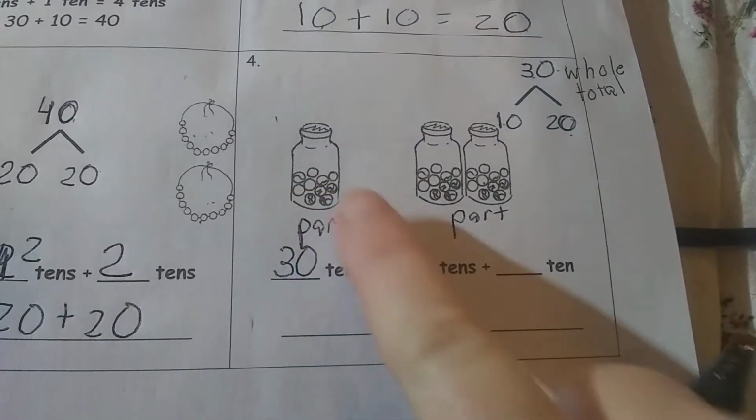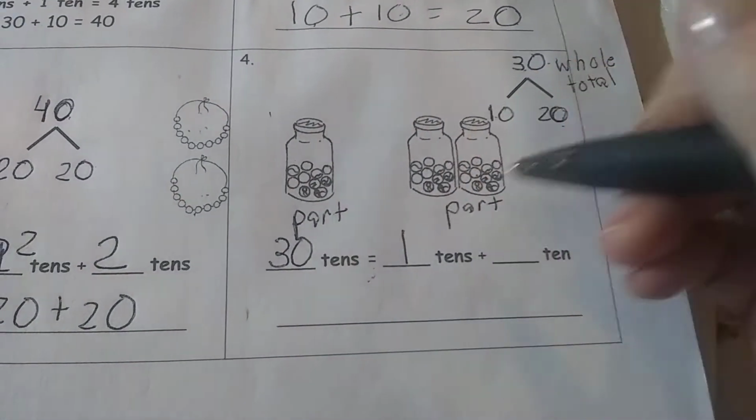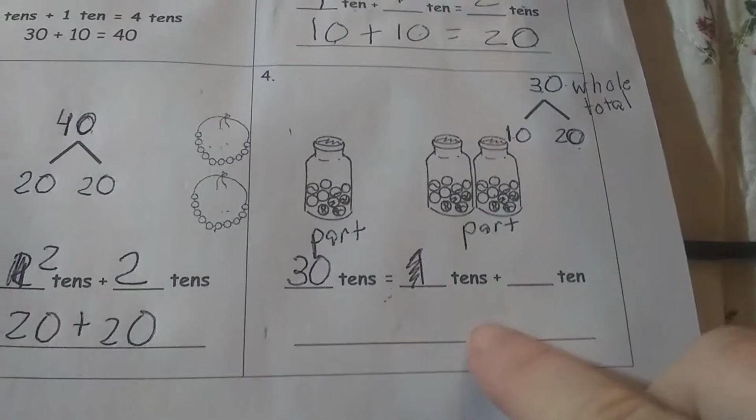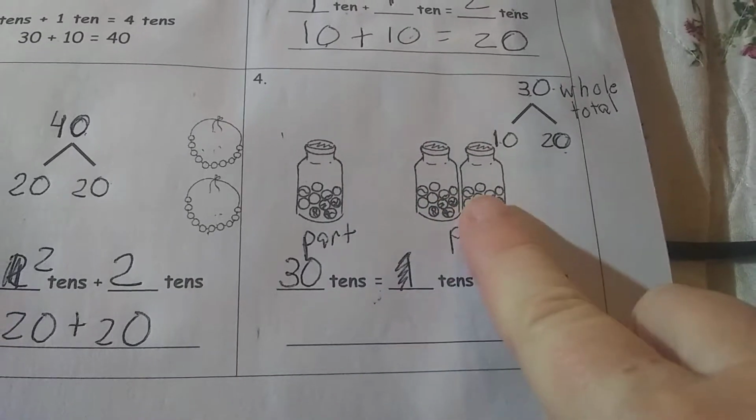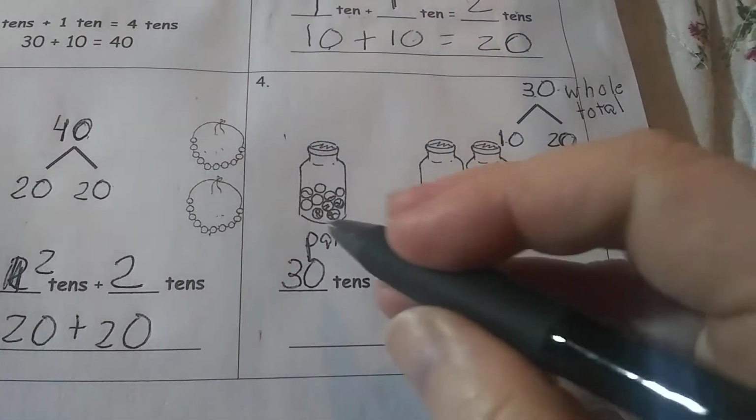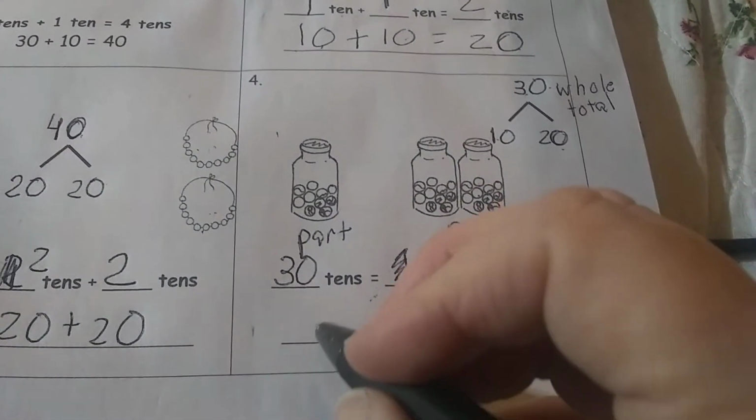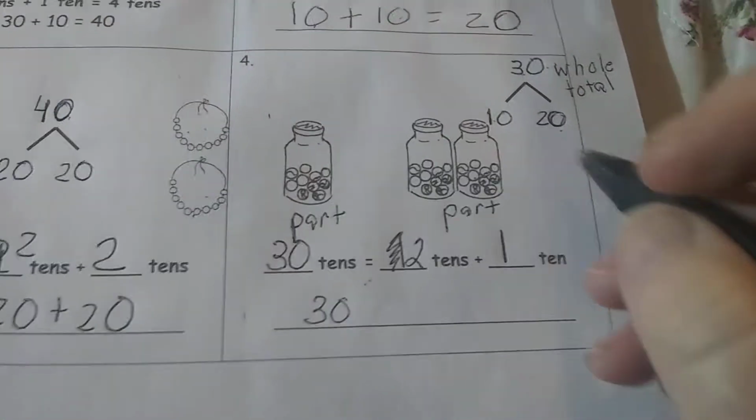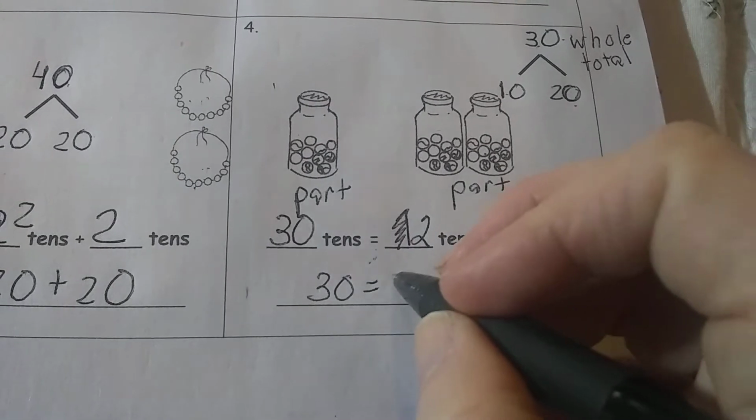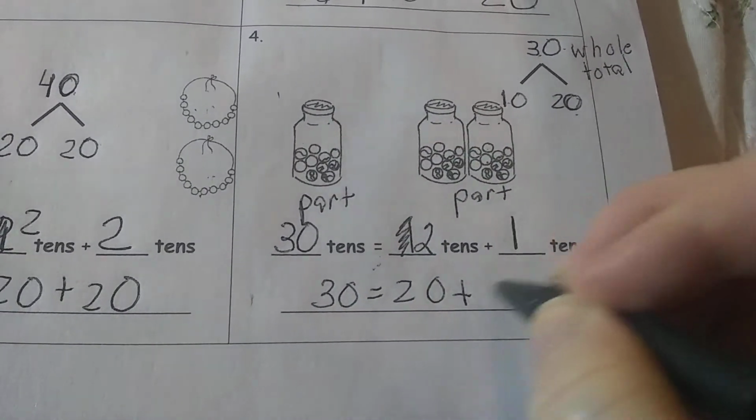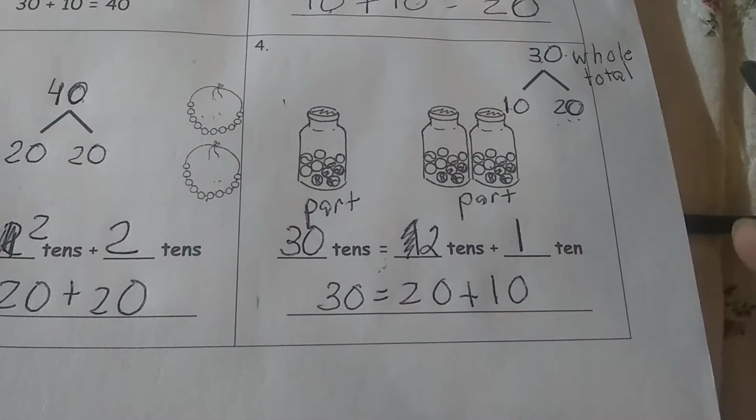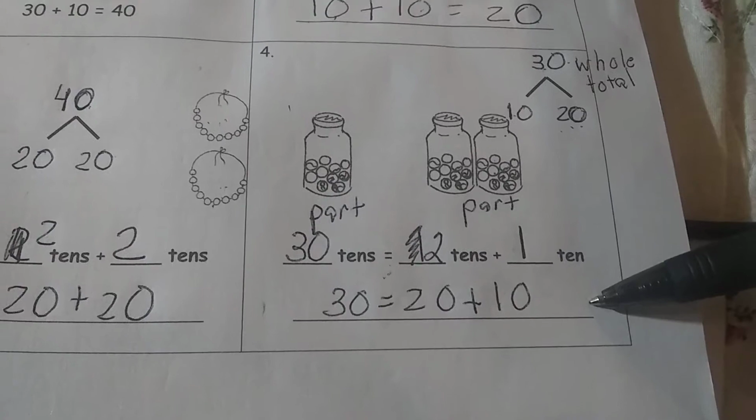30 equals 1 ten plus 2 tens. Oops. They wanted this one first. Because remember, we can add in any order. You see how they have the S? So they want the plural one. 2 tens plus 1 ten. Achoo! My allergies. 30 equals 20 plus 10. Because you could put the 20 here or the 20 here. You can flip them. You can add in any order.